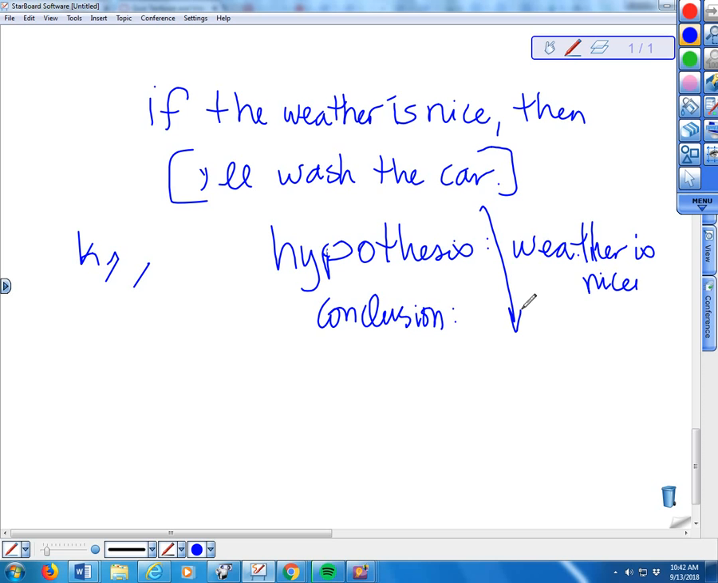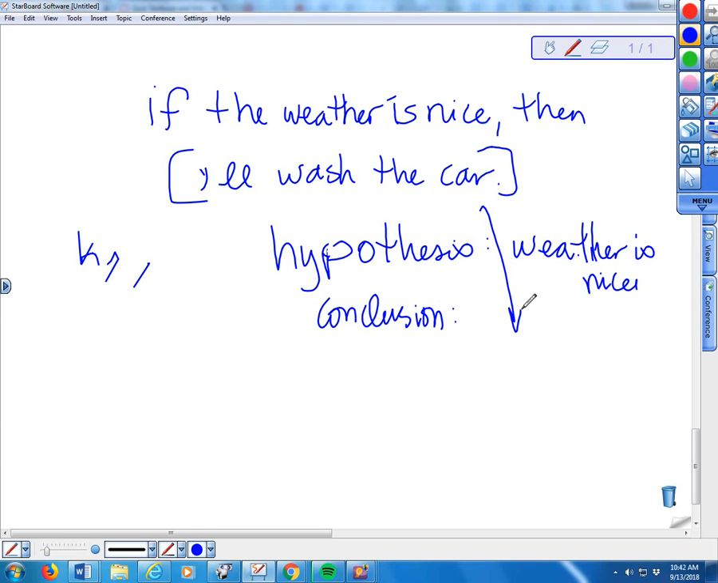If you saw a statement that said, I'll wash the car if the weather is nice, what's the hypothesis? The weather is nice. So don't think the hypothesis always comes first. The key is the hypothesis always follows the word if. And you notice that there's not a word then in what I just said. I'll wash the car if the weather's nice. I'll wash the car is still the conclusion. Everybody clear with that? Yep.